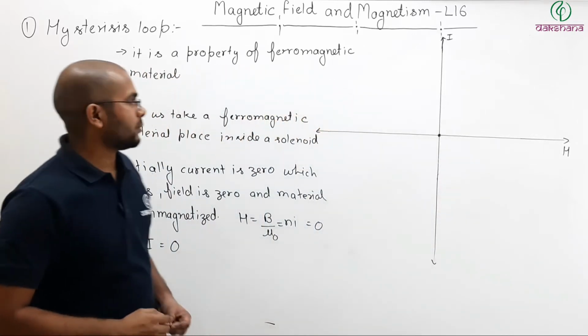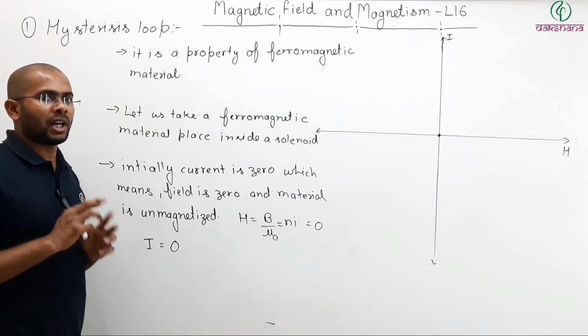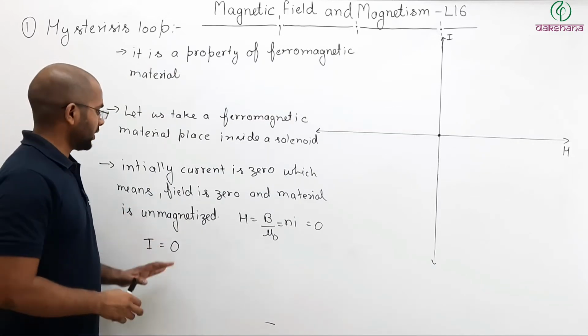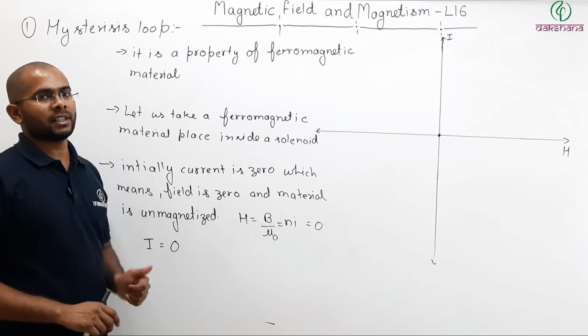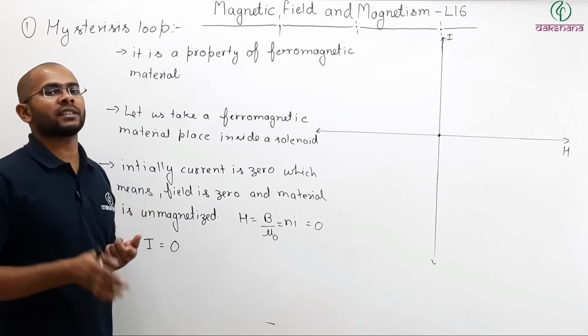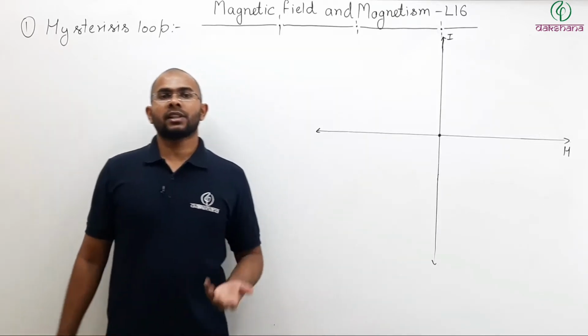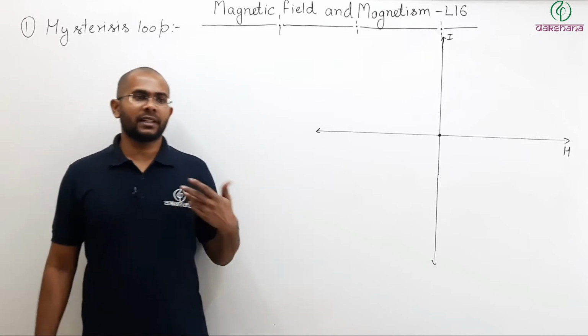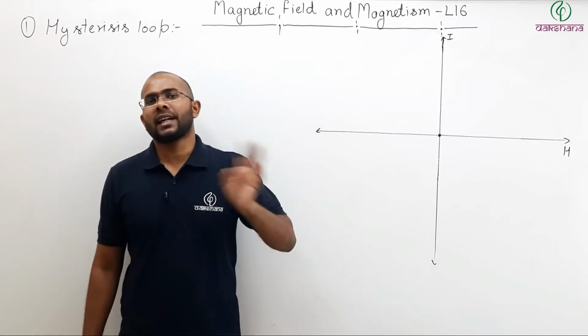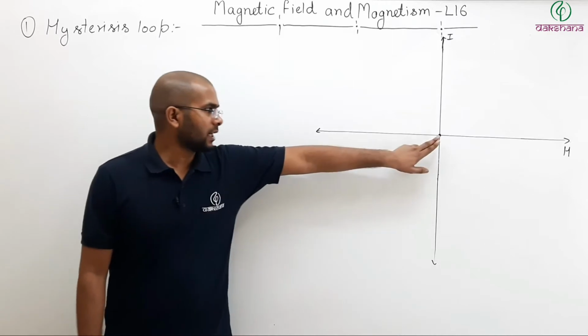Now let us talk about what will happen if I start increasing the current. Pause the video, note it down, then we will discuss what happens. So initially the current is 0, your magnetic intensity is 0, and the magnetization vector is 0. So we will start from here.